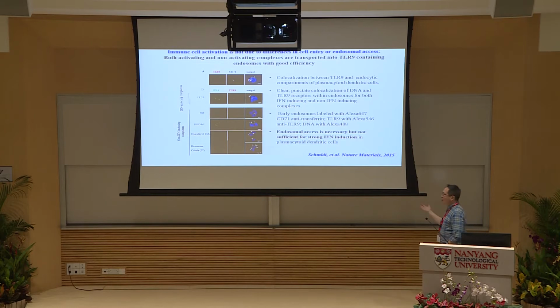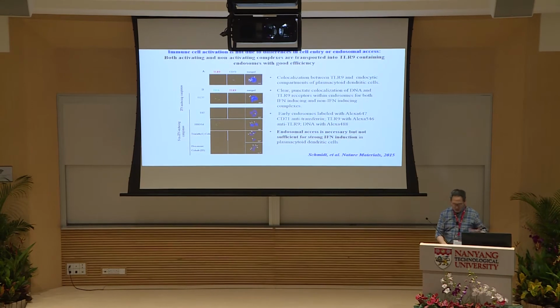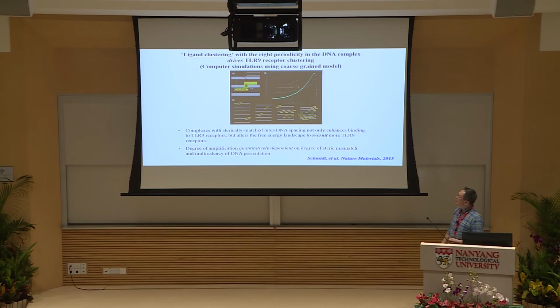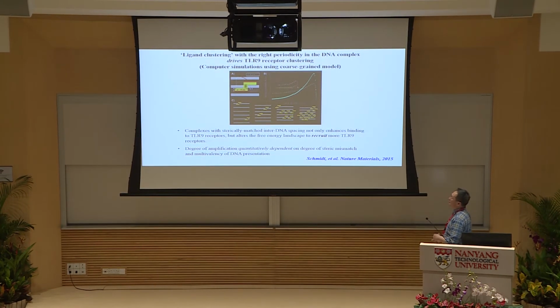So a reasonable hypothesis would be that these different structures of these complexes have different levels of access to the endosome. And that turns out to not be the explanation. So if that's not the explanation, then what is the explanation? We did this work together with Jure Dobnikar and Don Frankel. And the idea is the following.